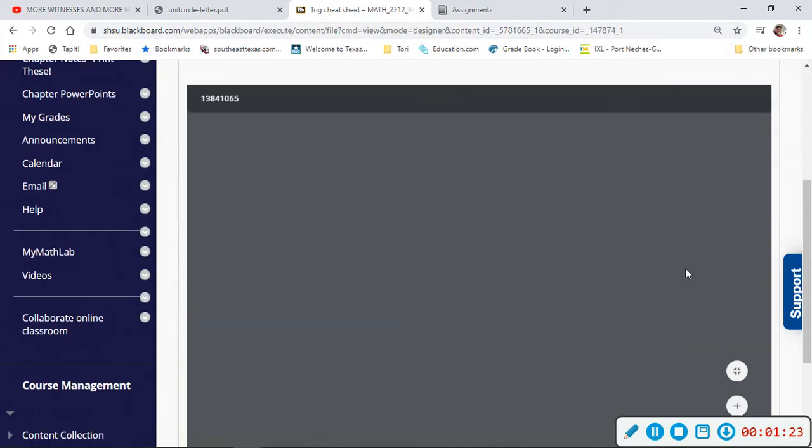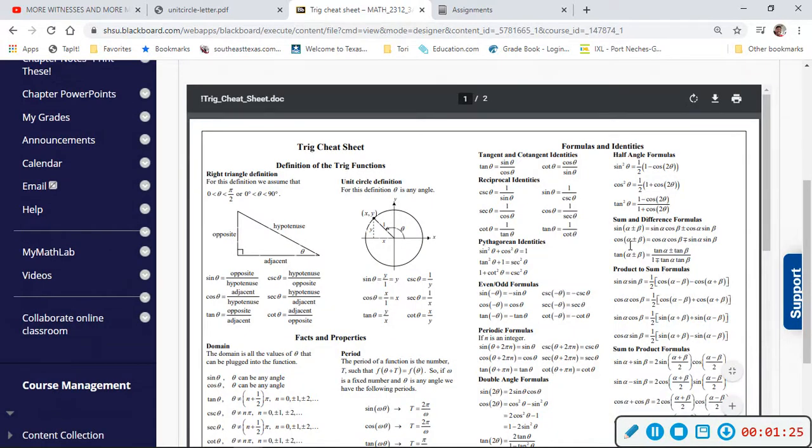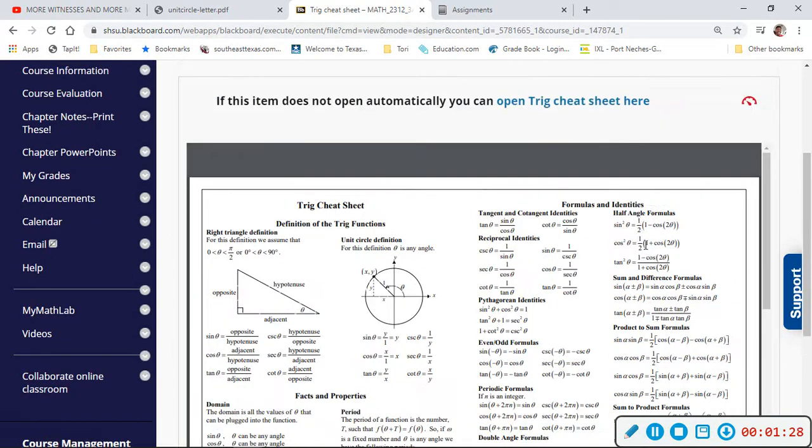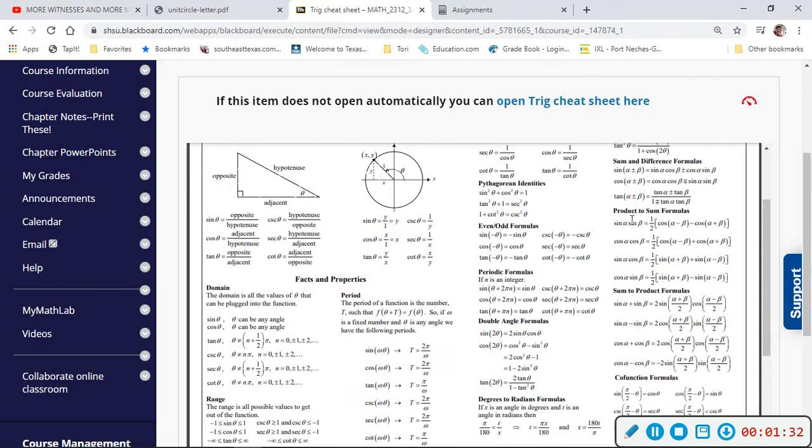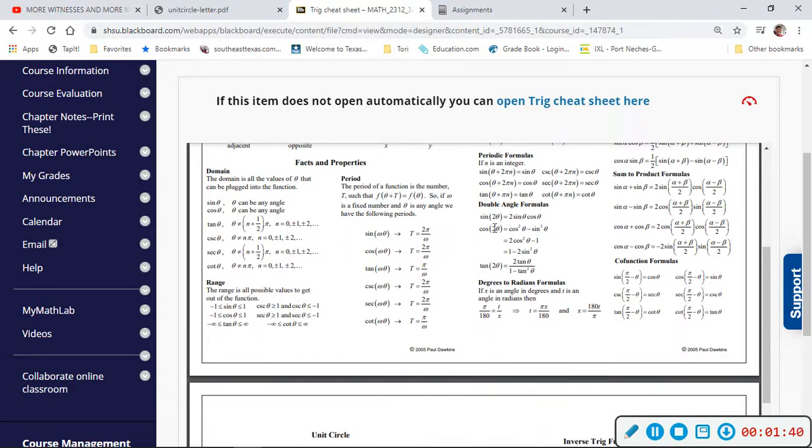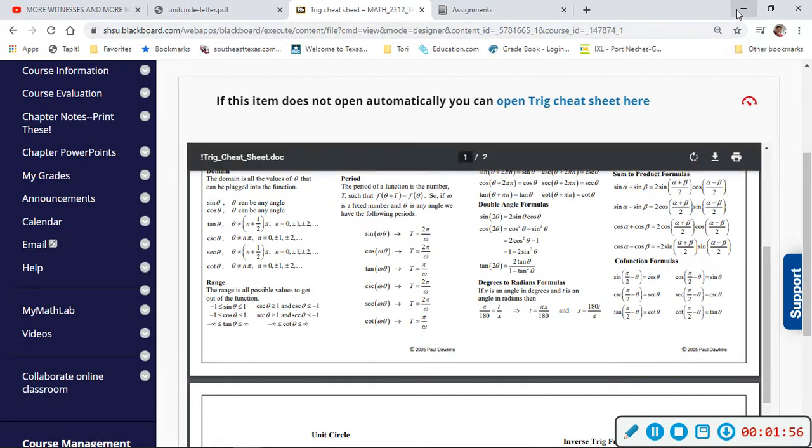Alright, so as this is opening up, I'm going to be looking for the double angle. So you see they got several different forms. They got half angle, sum difference, product, even odd, periodic, sum to product, double angle. This is what we need. We have sine of 2x. That's equal to 2 times sine cosine. And there's several ways to write it if you had cosine, but this is the one we need. 2 sine times cosine. Alright.